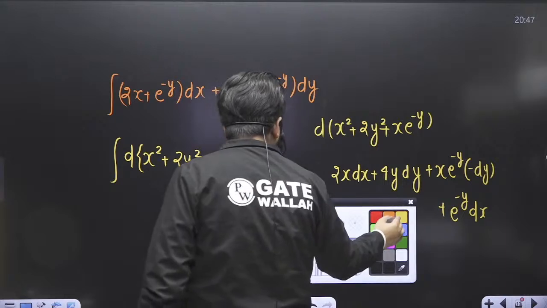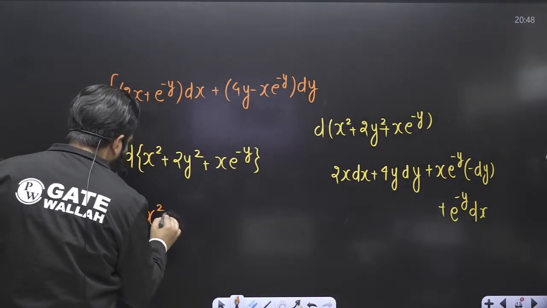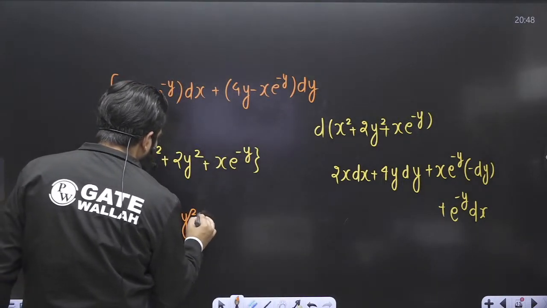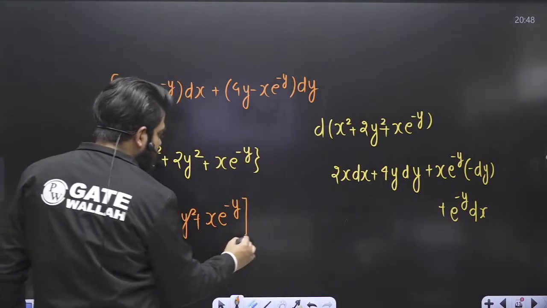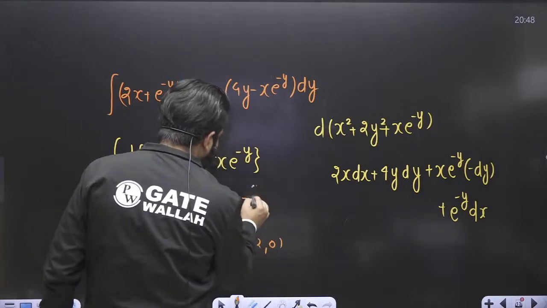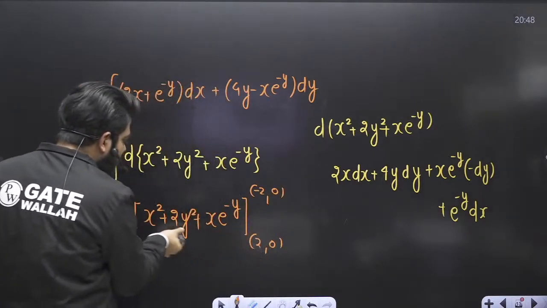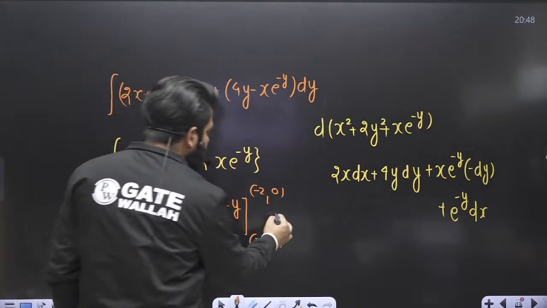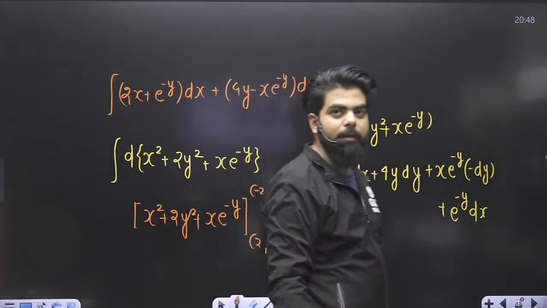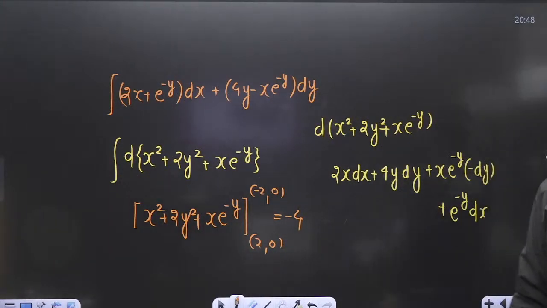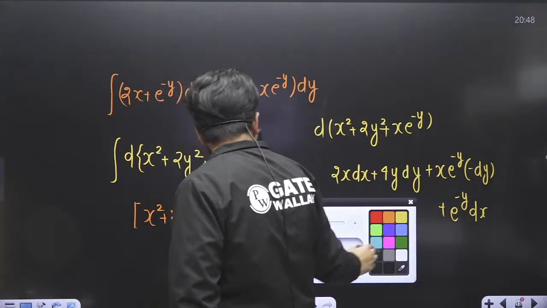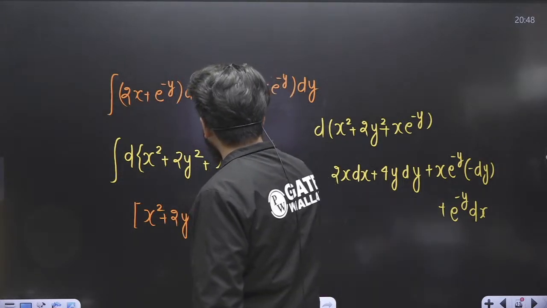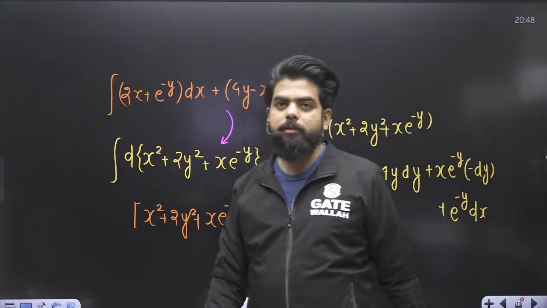So once you get this, you could have directly written this expression as x² plus 2y² plus x e^(-y), and the value from (2, 0) to (-2, 0), because you now have to put the values of x as well as y. Again, from here also you'll get the answer as minus 4, correct? So since this was conservative, you can always write this particular expression as a differential coefficient. Sometimes it is very easy to write these expressions, sometimes it may or may not strike. It depends upon the practice.